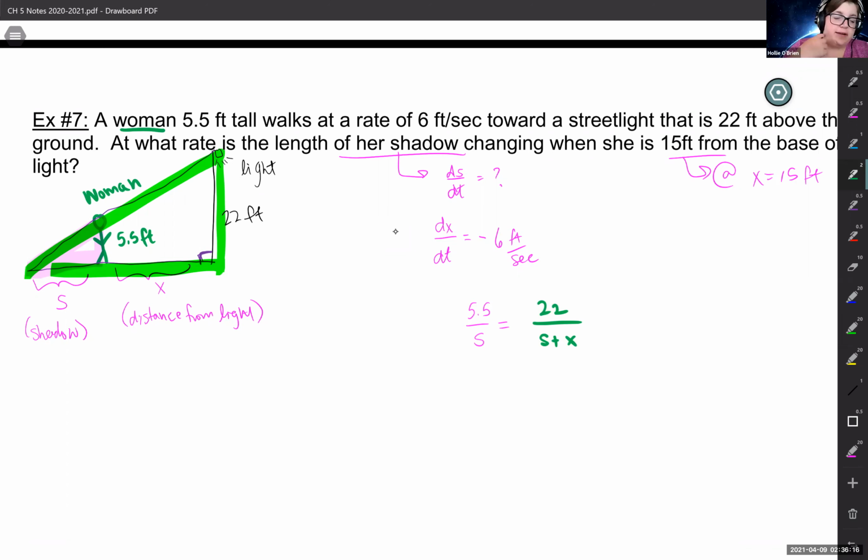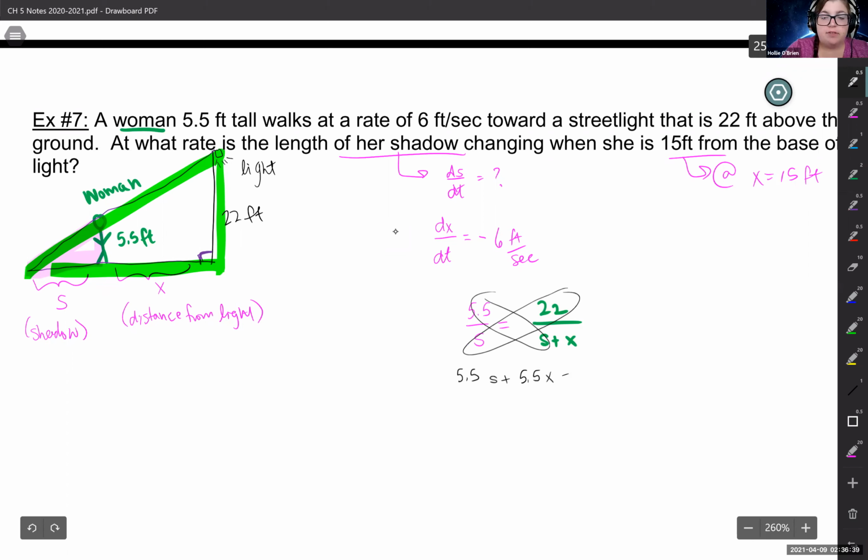Okay, not too bad. We can crisscross multiply. That's exactly what we're going to do. Cross multiply, butterfly method, whatever you want to call it. So I have 5.5s plus 5.5x equals 22s. This is chill, right? Move all your s's to one side and get it by itself. 22 minus 5.5, so 16.5.